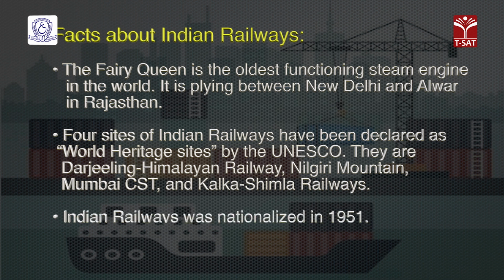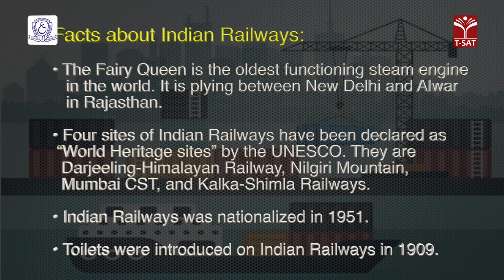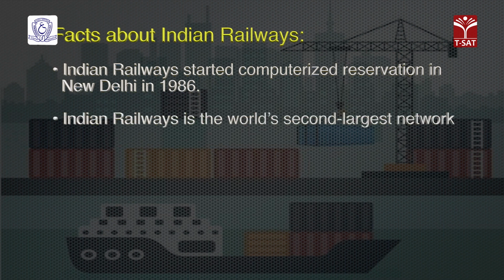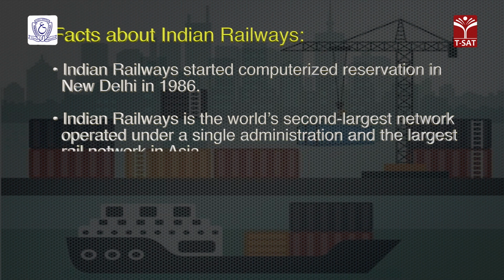India's railways was nationalized in 1951. Toilets were introduced on Indian Railway in 1909. Indian Railways started computerized reservation in New Delhi in 1986. Indian Railways is the world's second largest network operated under a single administration and the largest railway network in Asia.